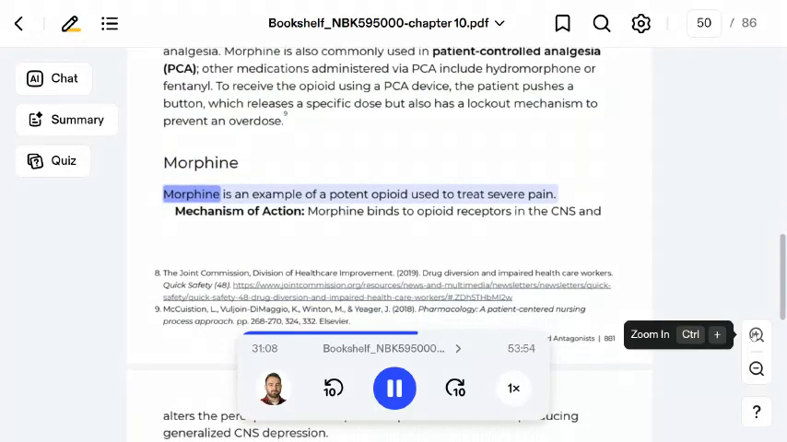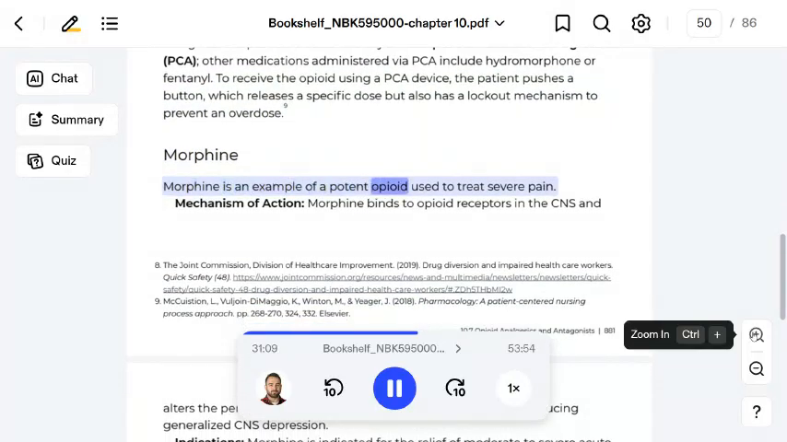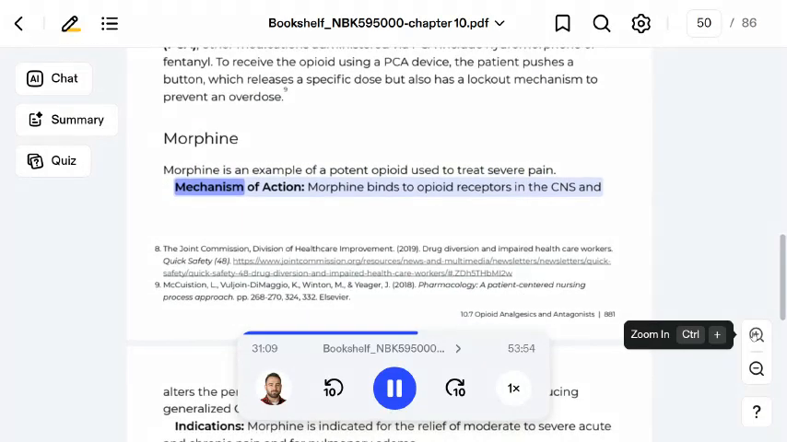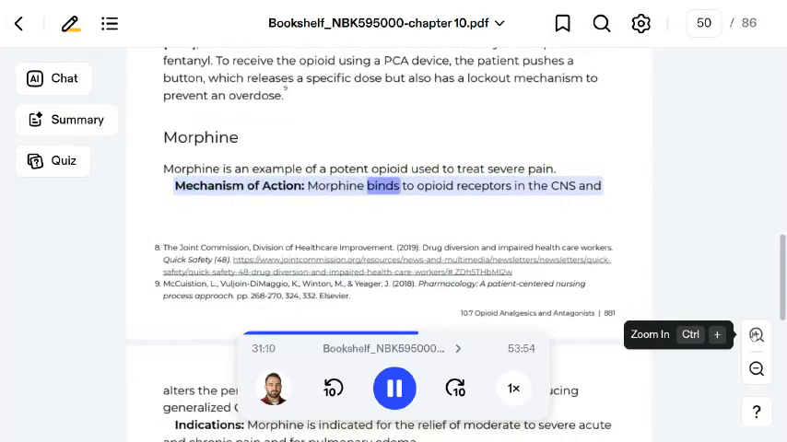Morphine. Morphine is an example of a potent opioid used to treat severe pain. Mechanism of action: morphine binds to opioid receptors in the CNS.